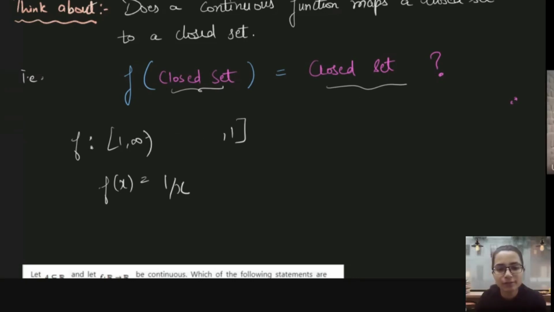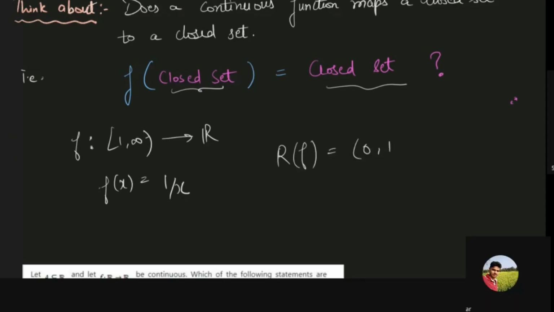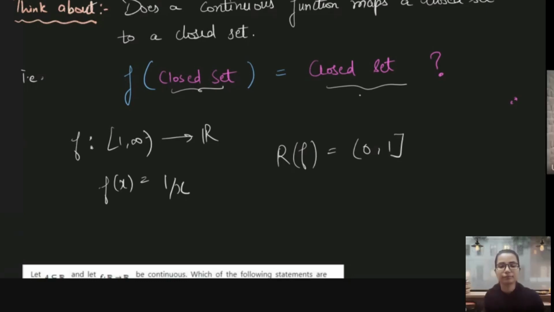Codomain is R. Okay, that's fine. We can also write this way. Codomain is R, and you are saying that the range of f will be equal to open 0, closed 1. That is not closed. So let's try to analyze if it's correct.